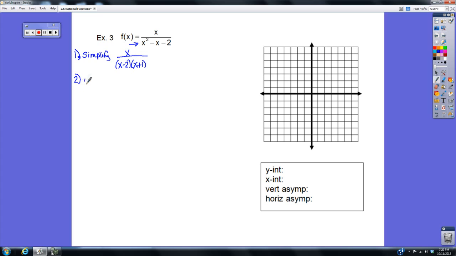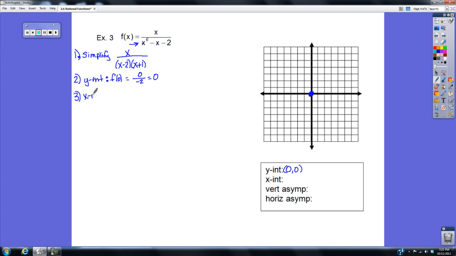The second thing I'm going to do is find the y-intercept. I find the y-intercept by plugging in a 0 for the x. Find f of 0. So that means I plug a 0 in for this x, and this x. So I'm going to have 0 over 0 squared minus 0 minus 2. So it's going to end up being 0 over negative 2, which is 0. So my y-intercept is going to be (0, 0). I'm going to go ahead and put that on there, right there.